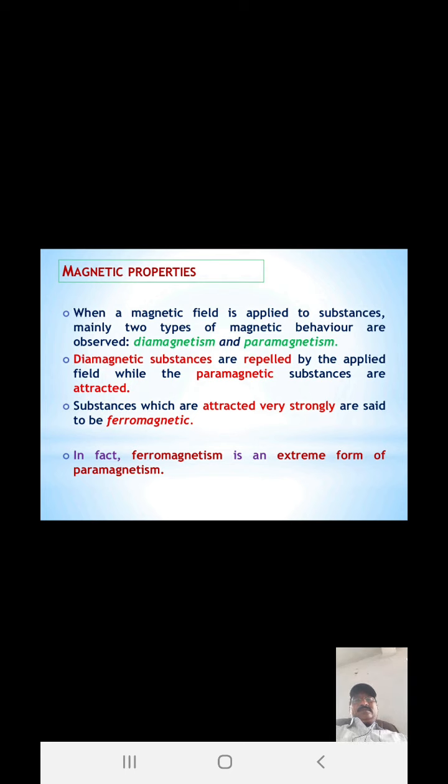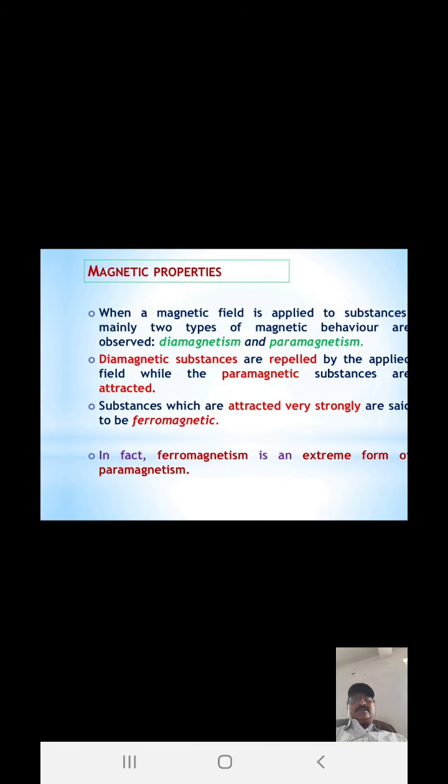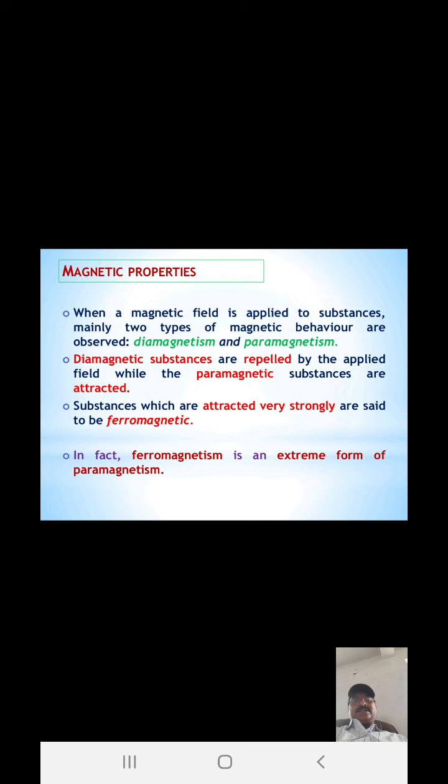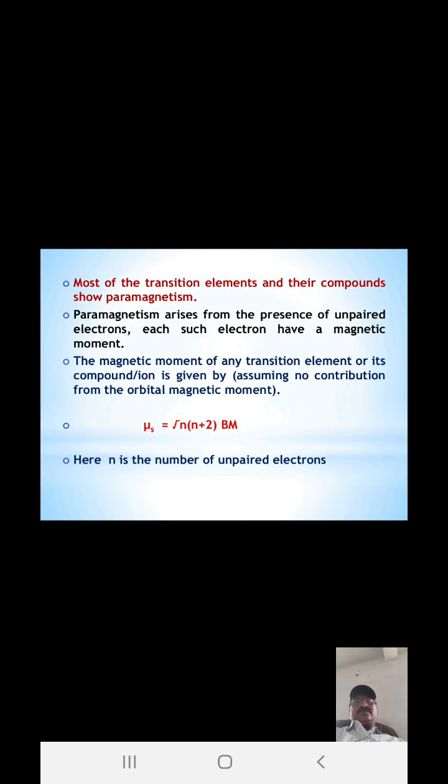Magnetic properties. Three types of magnetic substances are there. Some are repelled by a magnetic field, some are weakly attracted by a magnetic field, some are strongly attracted by a magnetic field. Based on that, these are divided into three types: paramagnetic, ferromagnetic, and diamagnetic. Diamagnetic substances are repelled by the applied field, while the paramagnetic substances are attracted. The substances which are attracted very strongly are said to be ferromagnetic. This is due to unpaired electrons.